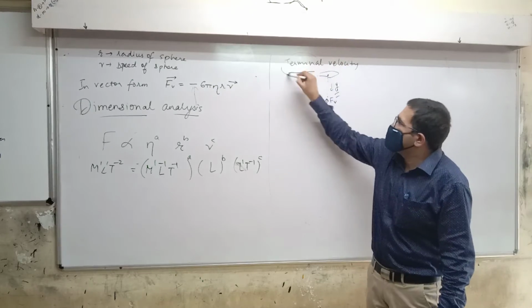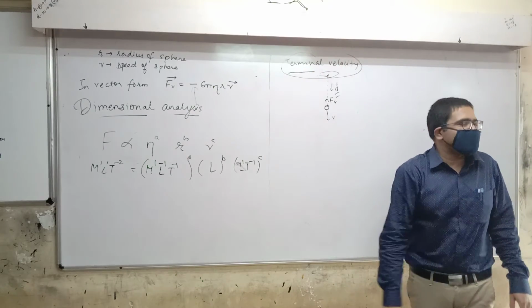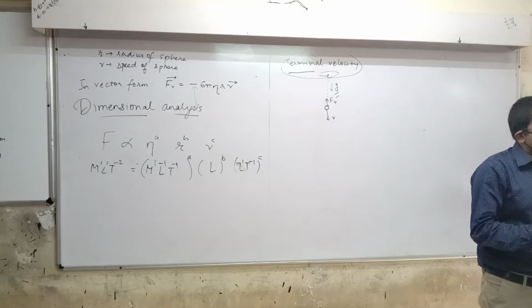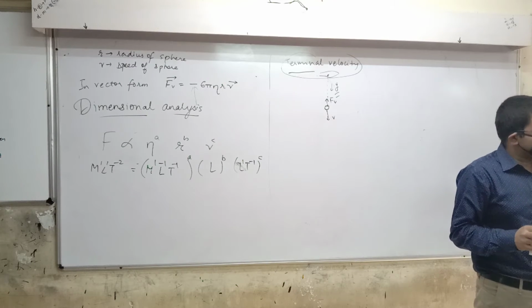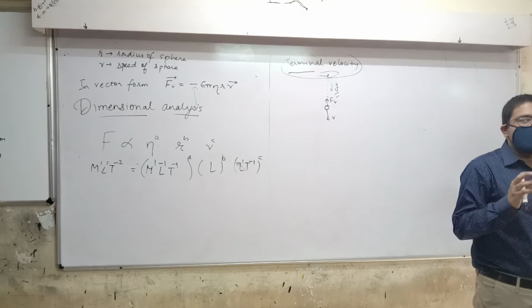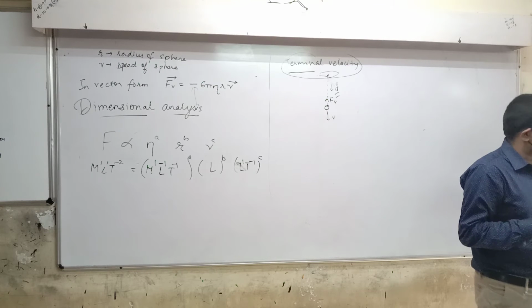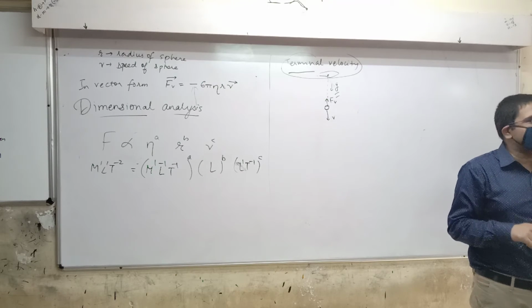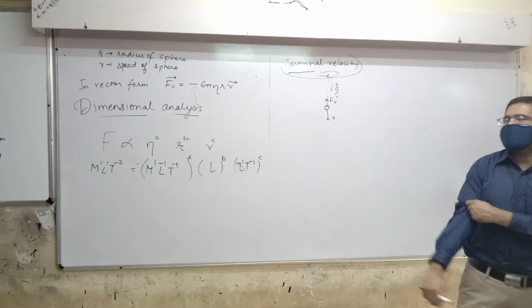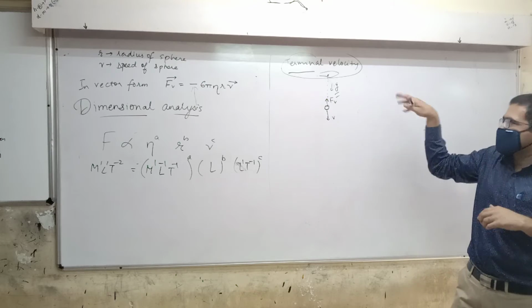That's why it is called terminal, meaning at last. Till the end the same velocity will remain. Understood? The velocity becomes constant after a while. That's called terminal flow. Okay. So we will actually find out what that expression is.